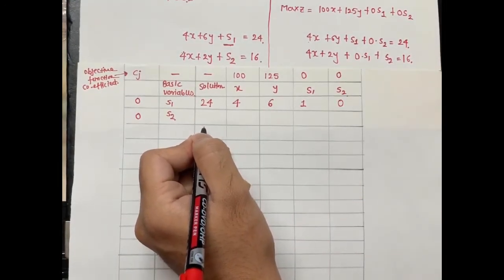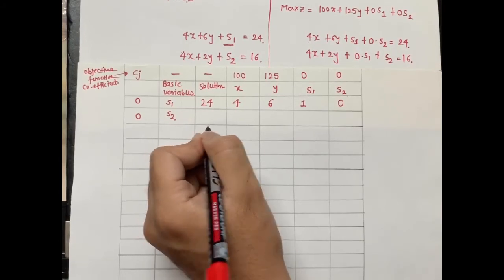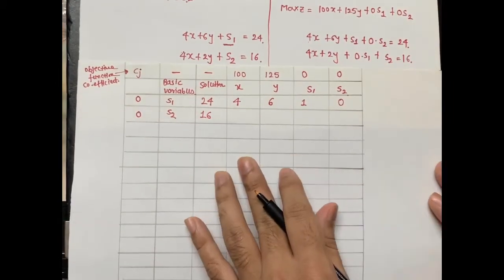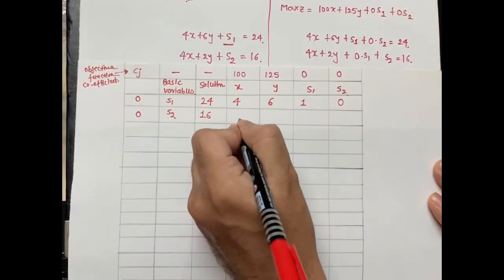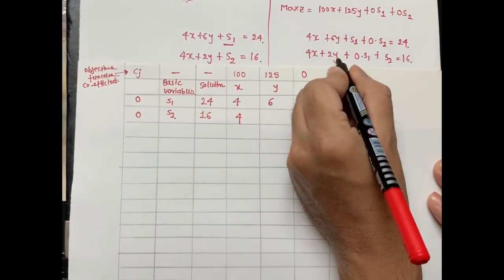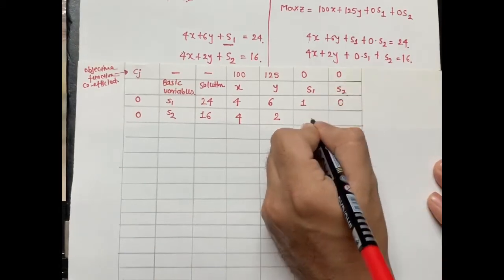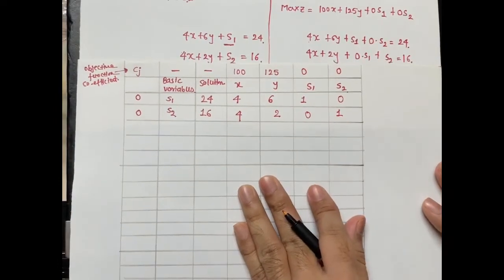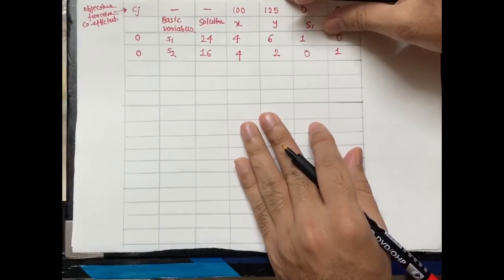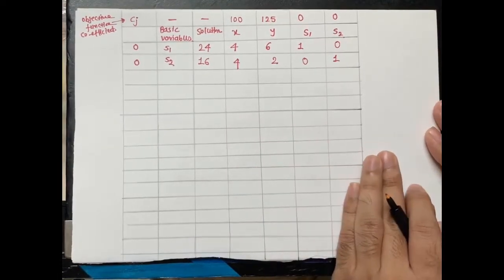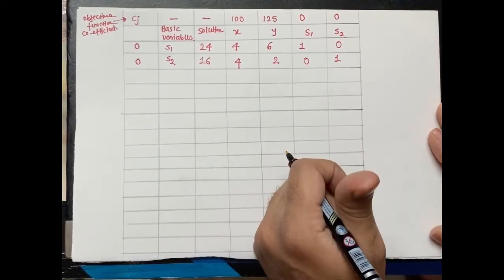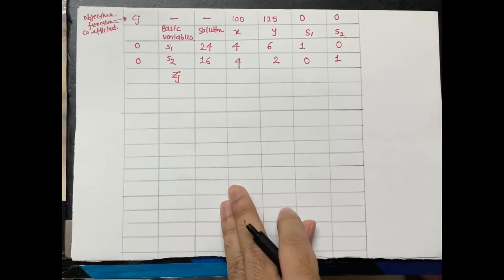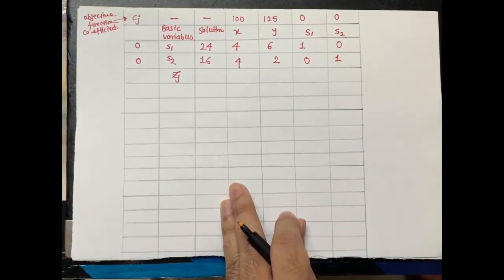Likewise, for the second case, for s2 the solution value is 16. The coefficient of x is 4. The coefficient of y is 2. Coefficient of s1 is 0, and coefficient of s2 is 1. This much information is needed from the objective function and constraint equations. Here onwards, I am required to introduce another variable, that is my Zj variable.